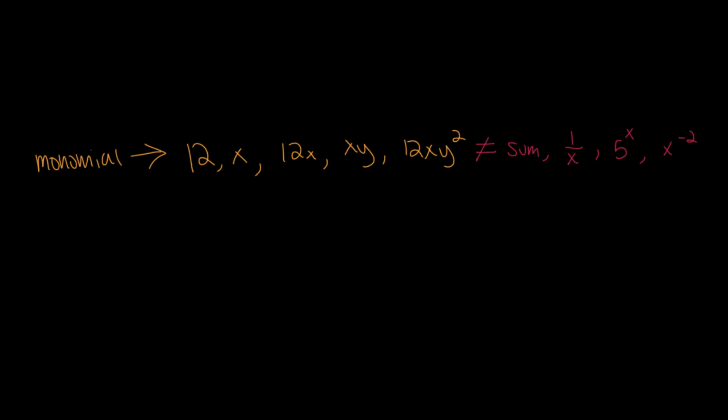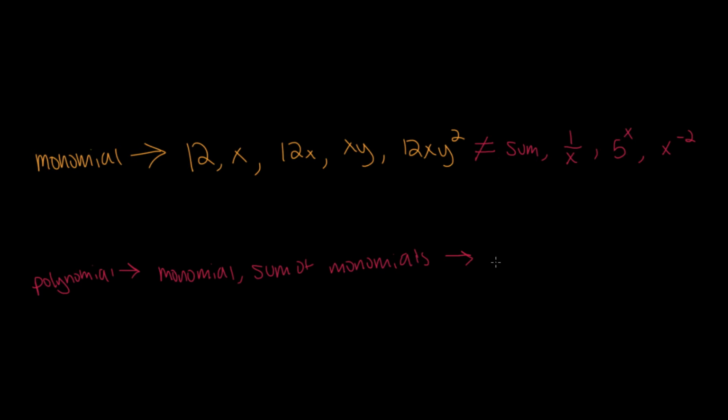But how does a monomial play into a polynomial? So a polynomial is simply either a monomial or a sum of monomials. So this could be things like 12xy squared plus x squared plus 5. This would be a polynomial. So now that we've seen what polynomials are, let's move on to how to name these polynomials.